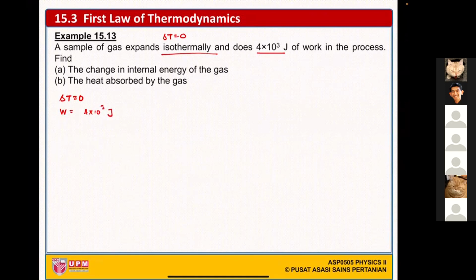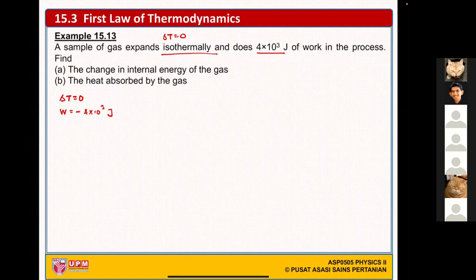Bermaksud work dia positif atau negatif? Dia kata does 4,000 joule of work in the process. Bermaksud dia dah lakukan. Dia lakukan kerja. Maksudnya the work is done by the gas. Boleh faham tak? Yang ini kita kena faham dia punya question. So dia punya ayat does 4,000 joule of work in the process. Maknanya the work is done by the gas, it's not on the gas, okay? So the sign is negative.